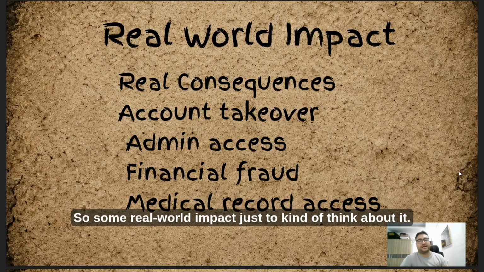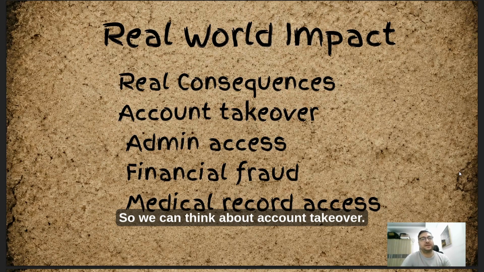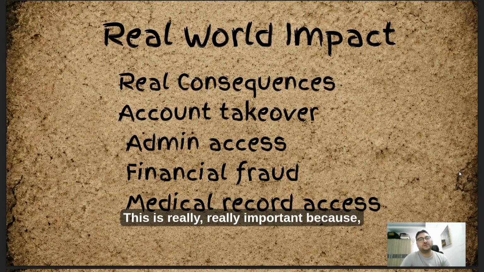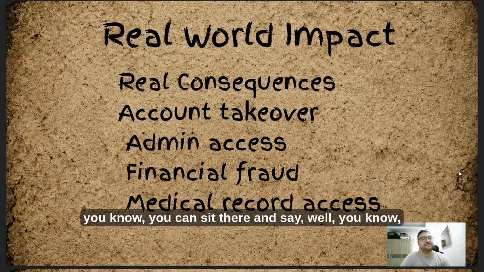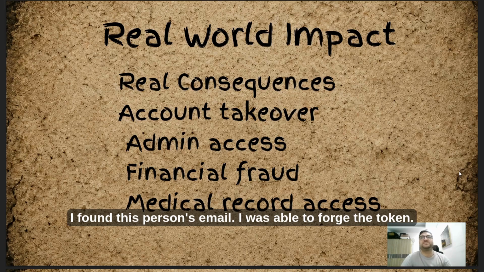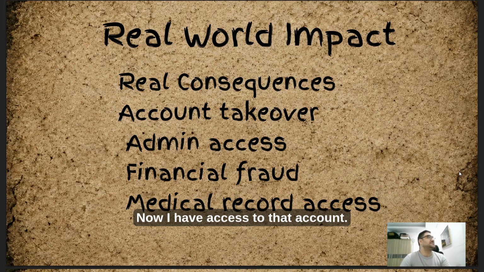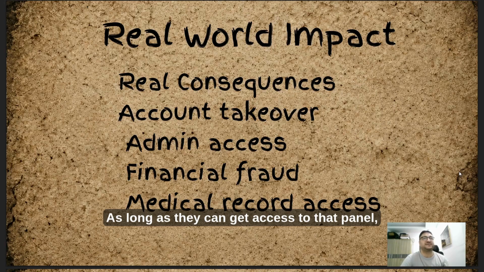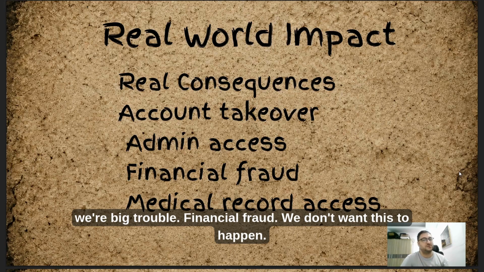So some real world impact just to kind of think about it. We can think about account takeover, admin access, financial fraud, medical record access. This is really important because you can sit there and say, well, I found this person's email. I was able to forge the token. Now I have access to that account, and now I can change the password. I can change the username, whatever I need to do. Same thing with admin access. As long as they can get access to that panel, we're in big trouble.